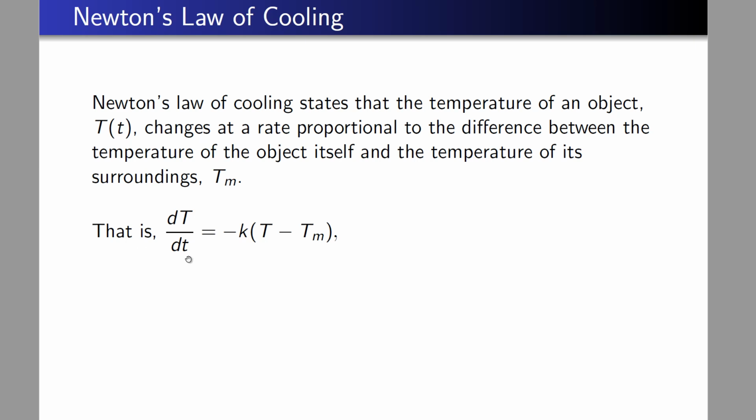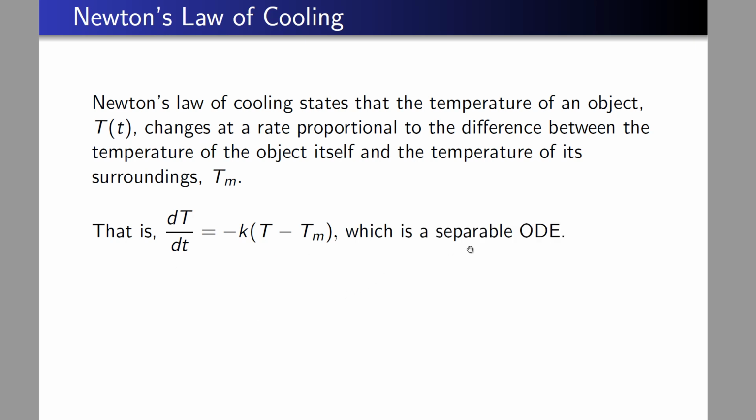That is, the rate of change of temperature, dT over dt, is proportional to the difference between the temperature T and the medium surrounding it, T minus Tm, and proportional means that it equals negative k. Negative in the sense that the temperature is decreasing. The rate of temperature change is negative because the temperature is decreasing.